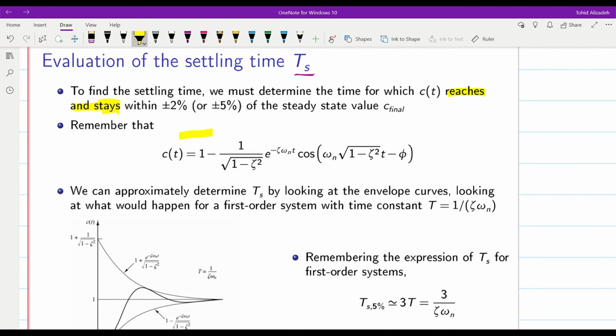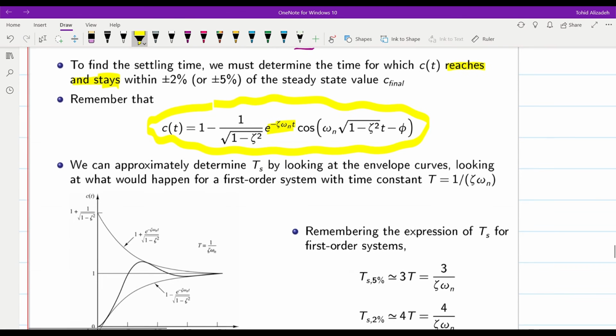We can have a look at the expression that we have for C(t) in the time domain, for the response in the time domain. It's in the form of 1 minus a coefficient times an exponential term times a cosine term. We are interested in finding some approximate value for the settling time instead of finding the exact value, which might not be straightforward to do.